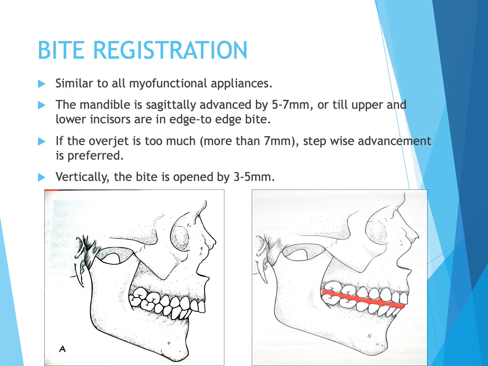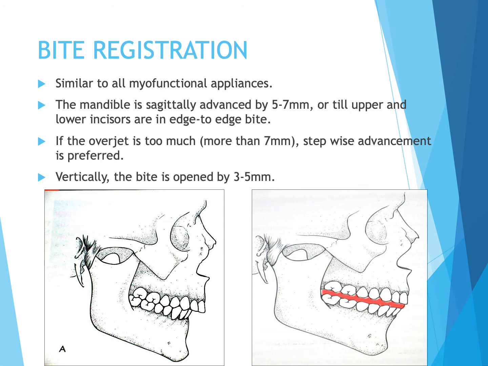How to do bite registration for twin block? The bite registration for twin block is similar to all myofunctional appliances. The mandible is sagittally advanced by 5 to 7 mm according to the overjet, or till the upper and lower incisors are in an edge to edge bite. In a patient with an overjet of more than 7 mm, stepwise advancement is preferred. Vertically, the bite is opened by 3 to 5 mm.